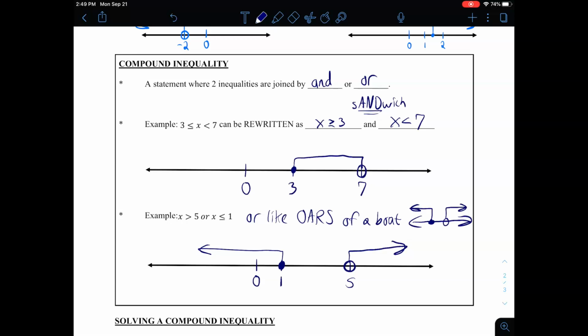Hopefully that makes sense, right? So numbers that are bigger than 3 and less than 7 are all these numbers in between here. Numbers that are greater than 5 are all numbers to the right. All numbers that are less than or equal to 1 are right here.